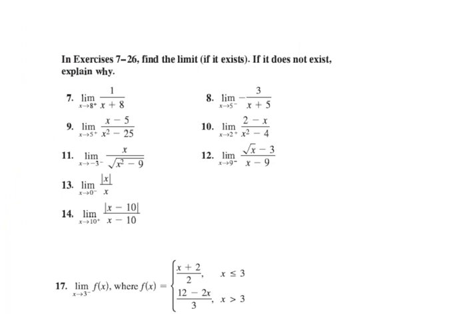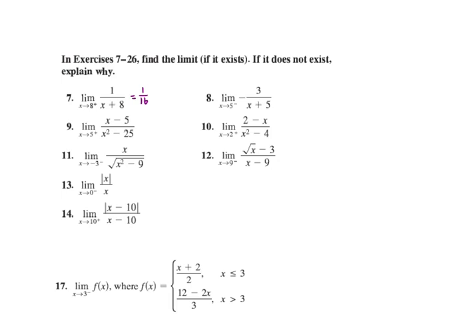In 7 through 26 we want to find the limit if it exists, and if it doesn't exist we want to explain why. So what we're working with here are one-sided limits. But with one-sided limits the same principle applies. If we can plug in the value of the limit, in this case number 7, as x approaches 8 from the right, if we can just plug in 8 in there and it doesn't cause the denominator to go to 0, then that's all we really have to do. We don't have to worry about the fact that it's from the right or from the left. That's not going to affect the outcome. So in this case, if we were to just plug in x equals 8, we're going to get 1 over 16.